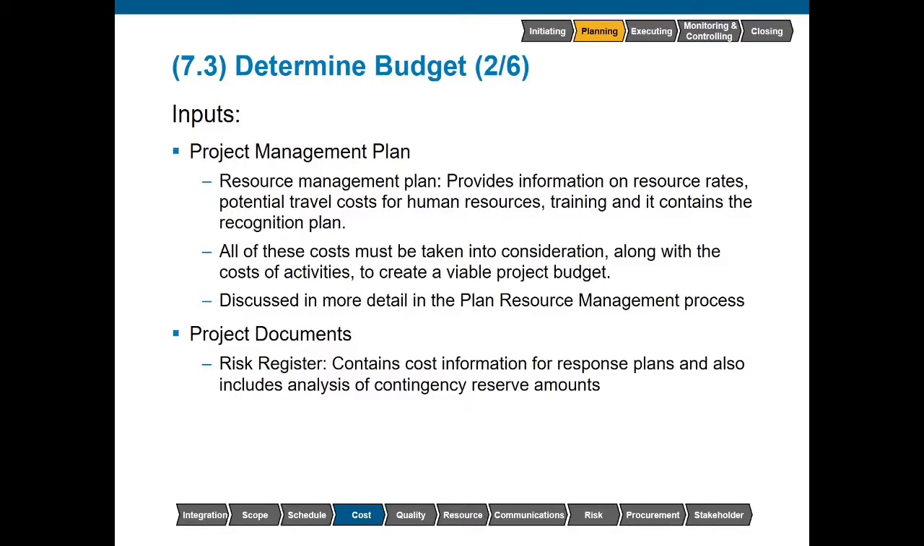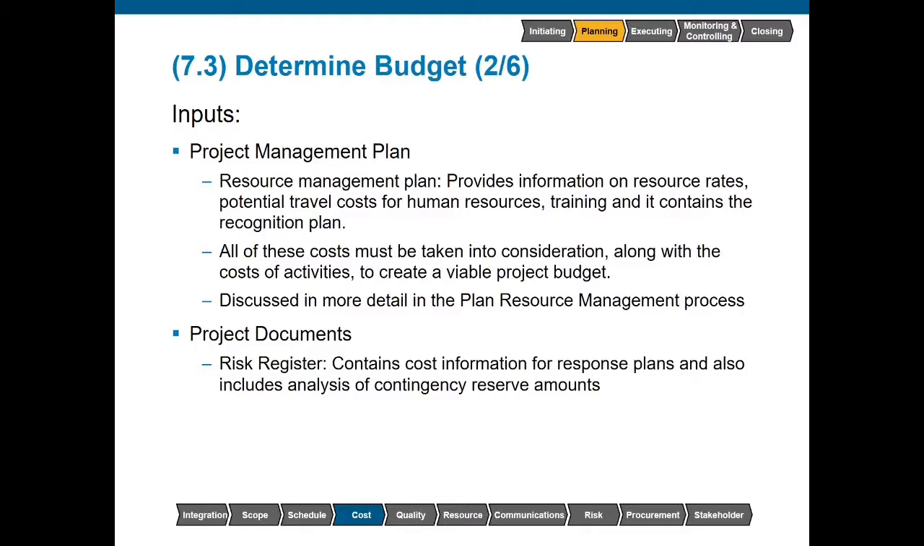This is going to have information of how much we're going to have to pay our resources. As we talk about our human capital, perhaps hourly rates, perhaps salary, potential travel costs, any training needs that they may have that need to be satisfied. And also the recognition plan. Perhaps there's things along the lines of safety awards.